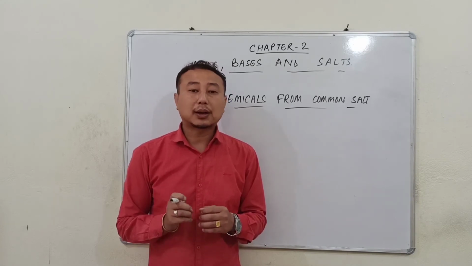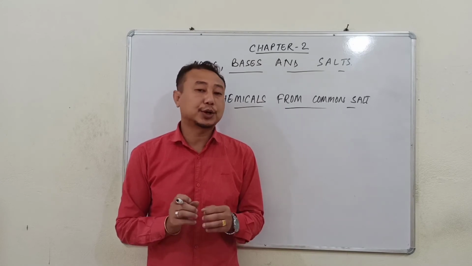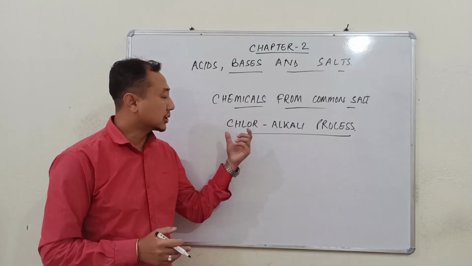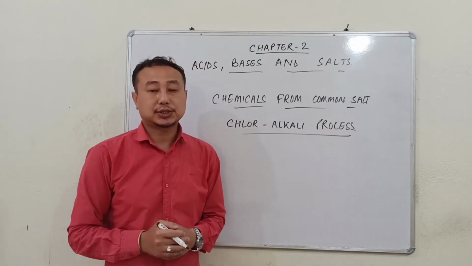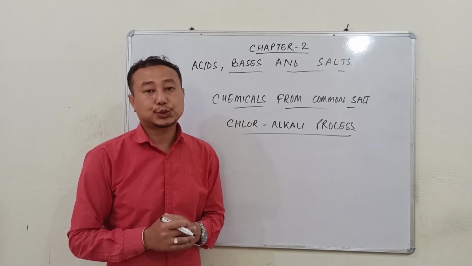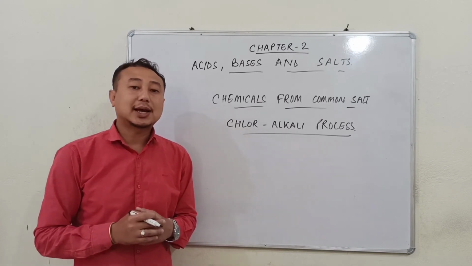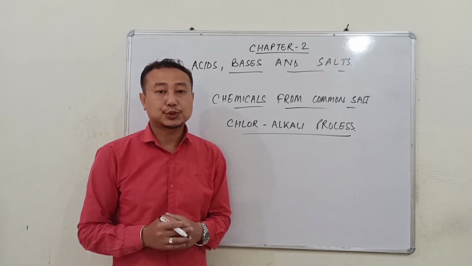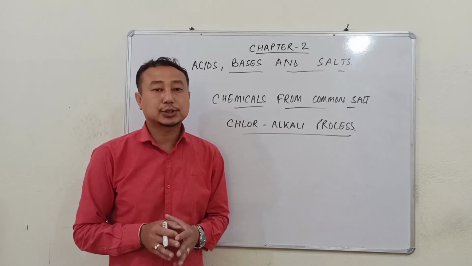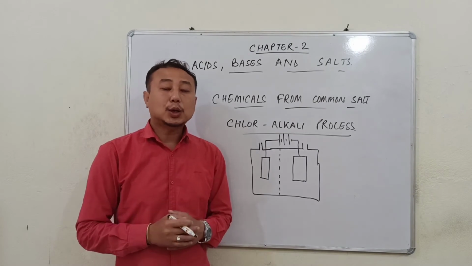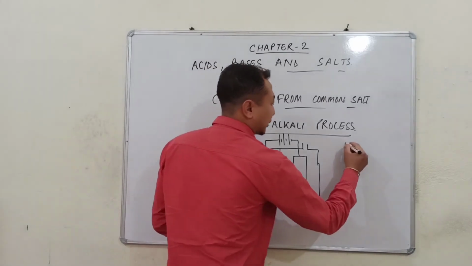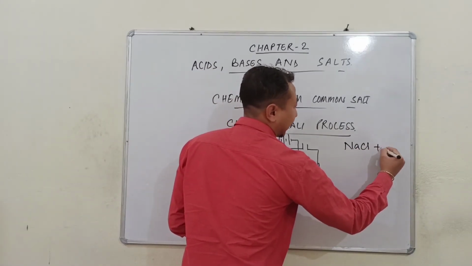Now let us see one very common chemical reaction that is performed on the common salt to obtain many other products. The chemical reaction that we are going to discuss now is known as the chlor-alkali process. In this chlor-alkali process, we are going to perform electrolysis on the brine solution. Brine solution is a concentrated solution of the common salt. So let us see the reaction that takes place here and discuss what happens in this process. We are going to use brine solution, which is a mixture of sodium chloride and water.